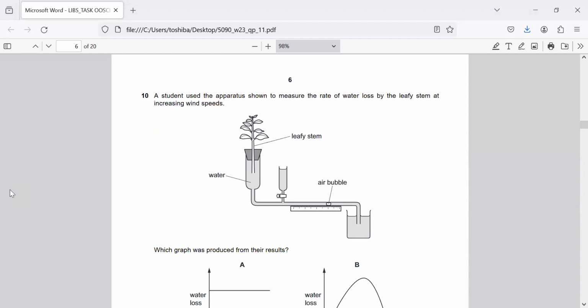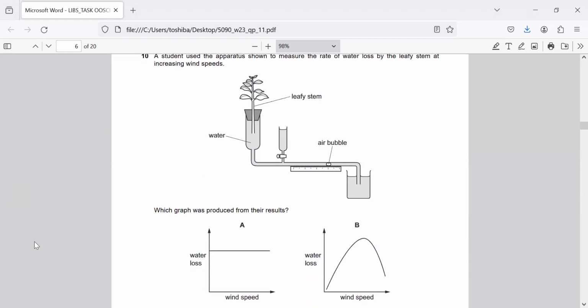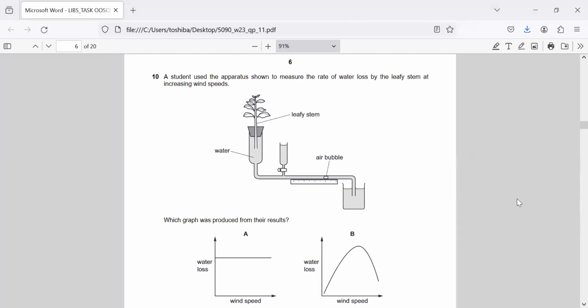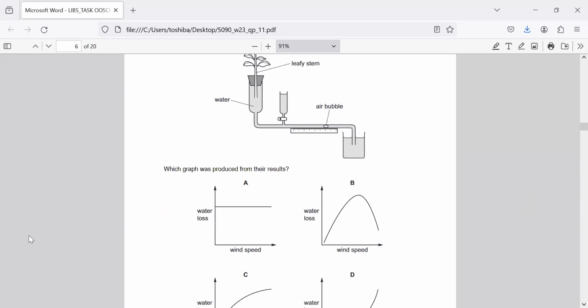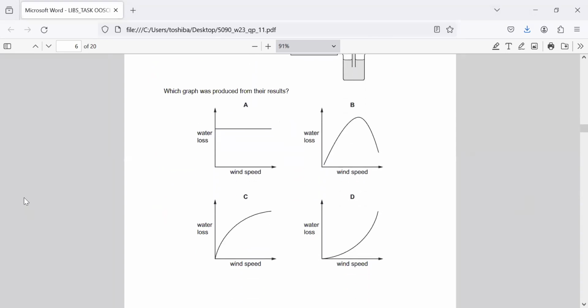Question 10. The student used the apparatus shown to measure the rate of water lost by a leafy stem at increasing wind speed. Again, this question is related to transpiration. This is the diagram shown. This is the leafy stem. This is water. These are the air bubbles. Which graph was produced from the results? We have to identify the graph.